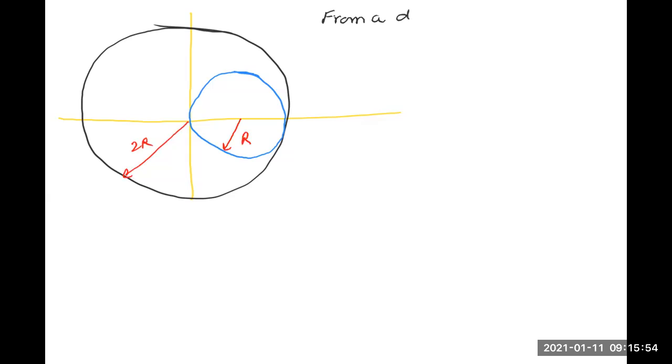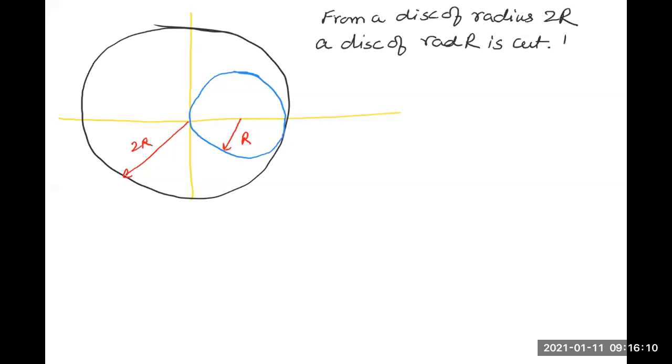From a disc of radius 2r, a disc of radius r is cut. Find the center of mass of the resulting object.